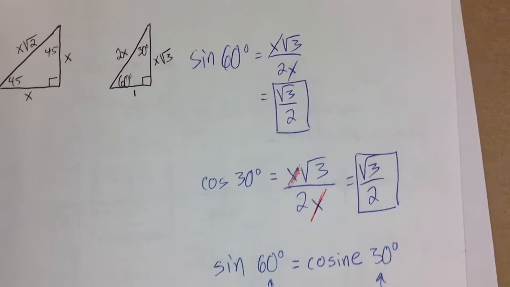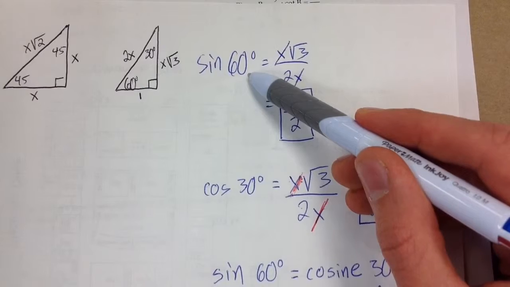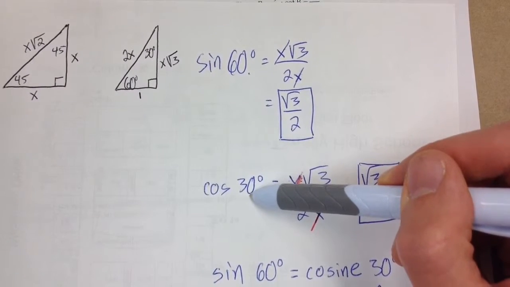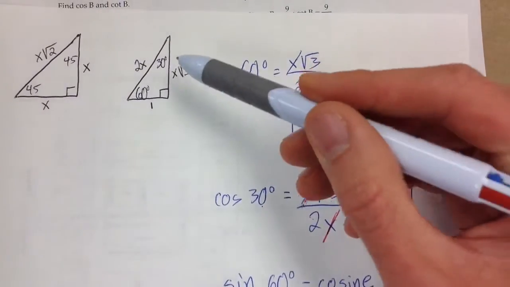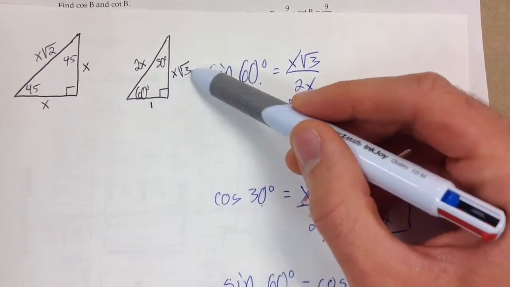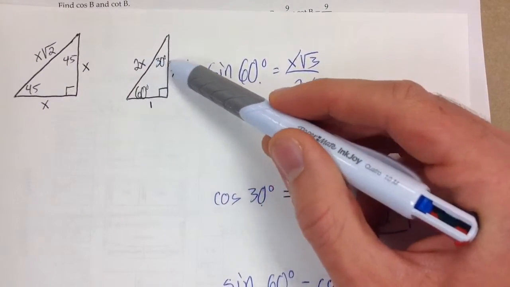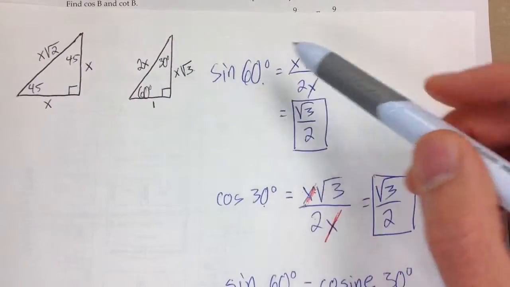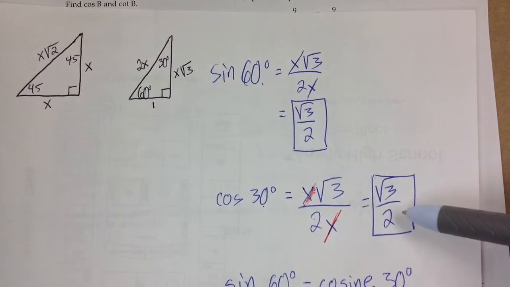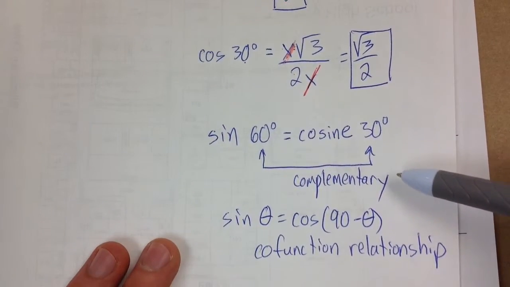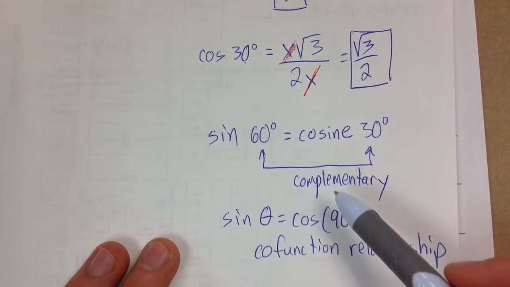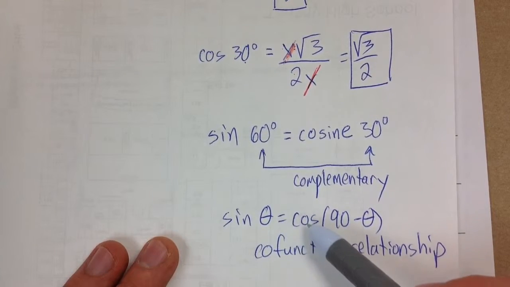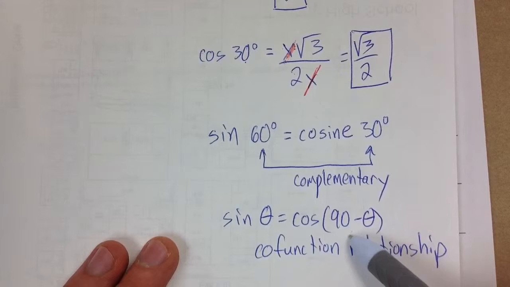It is no coincidence that the sine of 60 degrees is equal to the cosine of 30 degrees. Take a look at the triangle. Sine is opposite over hypotenuse. Cosine, from this vantage point, is adjacent over hypotenuse. The fractions are the same. If you do some more exploration, you will find that the sine of an angle is going to be equal to the cosine of that angle's complement.